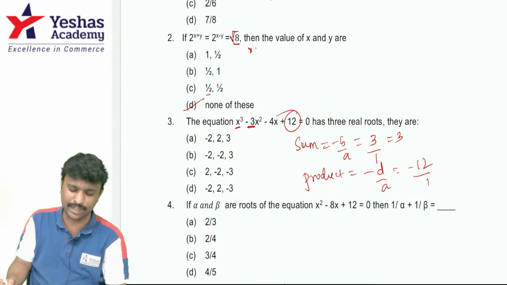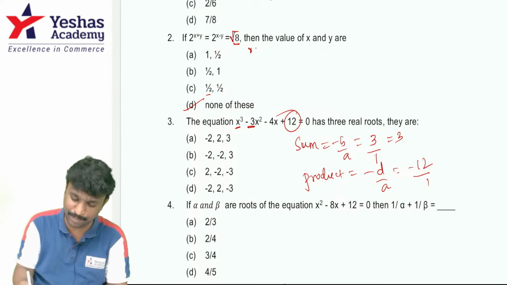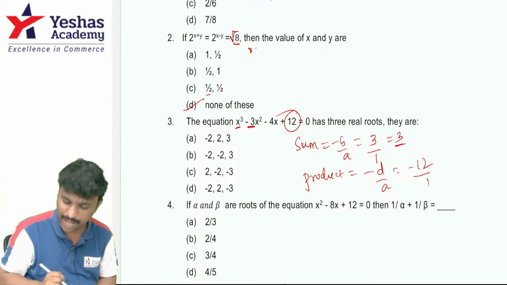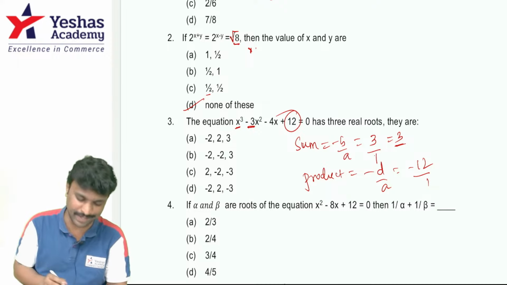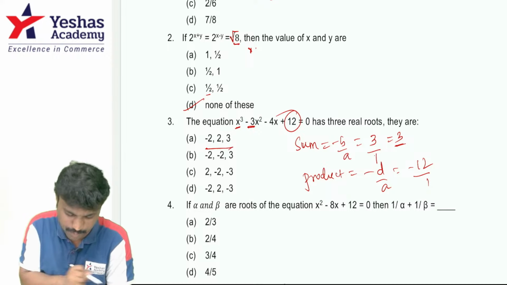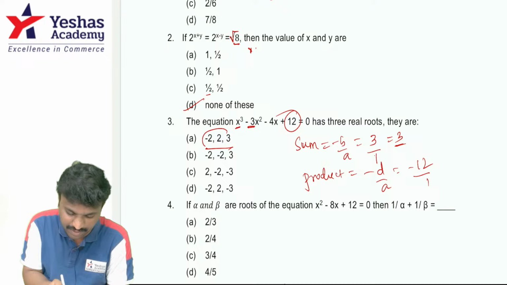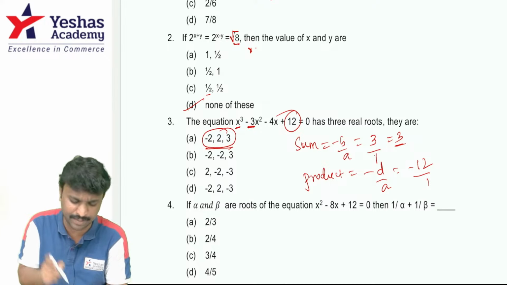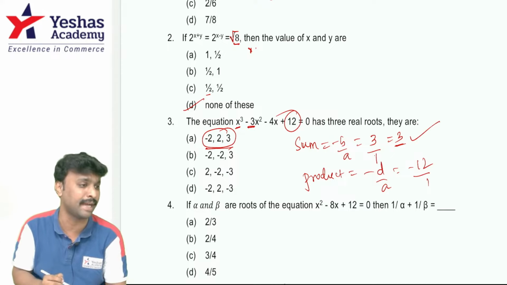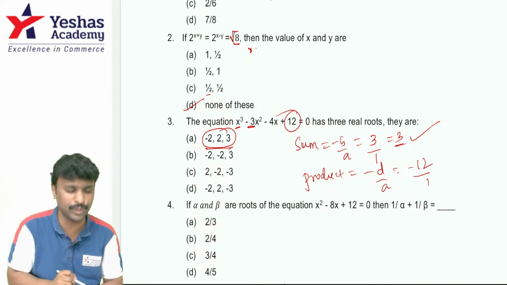So you have to hit the option in such a way that the sum of the three roots gives you 3, and the product must give you minus 12. So which option? If I hit the first option, and add these three, minus 2 plus 2 will get cancelled, and plus 3. So the sum gets satisfied. And the product, one of the roots is negative.